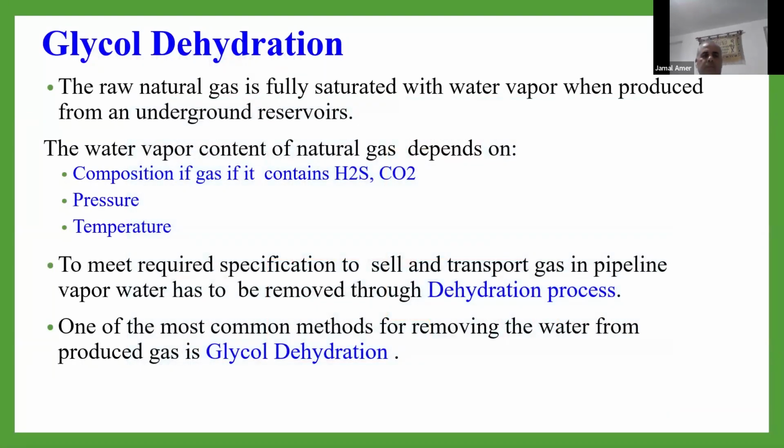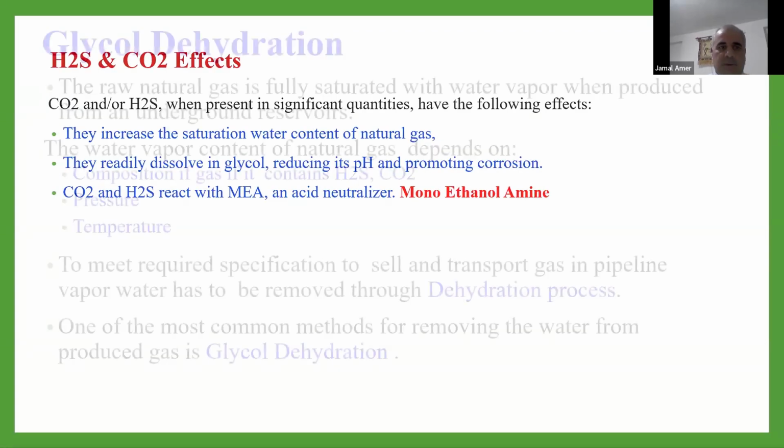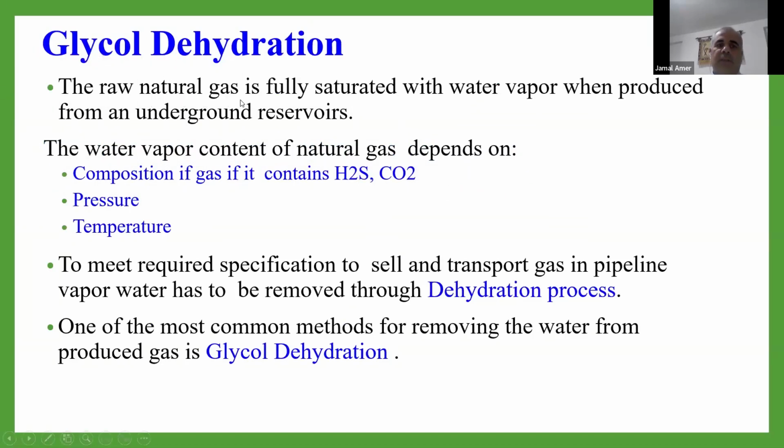So now glycol dehydration. We start our glycol dehydration here. As we said before, natural gas is fully saturated with water vapor when produced from the well, and the water vapor content of natural gas depends on the composition of the gas, temperature, and pressure. To meet the required specification to sell and transport gas in the pipeline, the water vapor has to be removed through the dehydration process. One of the most common methods for removing the water from the produced gas is glycol dehydration, or we call it TEG, triethylene glycol.